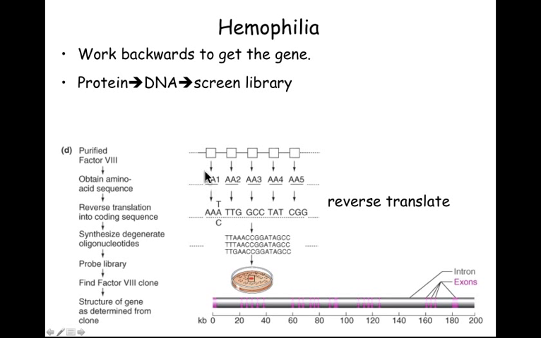So whenever we work backwards to get from the protein sequence to the DNA sequence, we end up with degenerate sequences, meaning that there are many different sequences which could have encoded this given protein. This is fairly easy to synthesize, though, whenever we make these oligonucleotides.